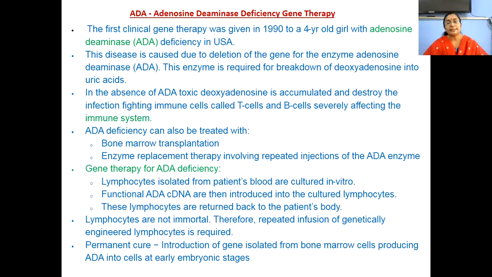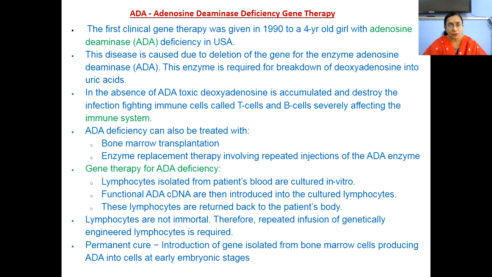We'll understand gene therapy with an example. The first gene therapy was done in a 4-year-old girl in 1990 in America against adenosine deaminase deficiency. Adenosine deaminase is an enzyme that is very much required for our immune system, because this enzyme generally breaks down deoxyadenosine into uric acid. When the gene is deficient in the body, or if the gene is mutated, this enzyme will not be produced.